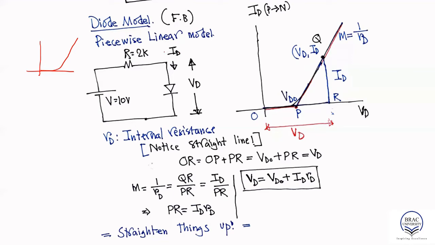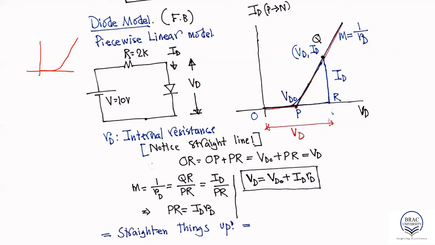Let's go over these things with an example. Let's say there is a simple series circuit, where there is a voltage V equal to 10 volt, a resistance R of 2K, and the diode. Now we want to determine the voltage across the diode, which is VD, and the current through the diode, ID. So let's say the current that flows through the diode is ID and the voltage across the diode is VD in that circuit.